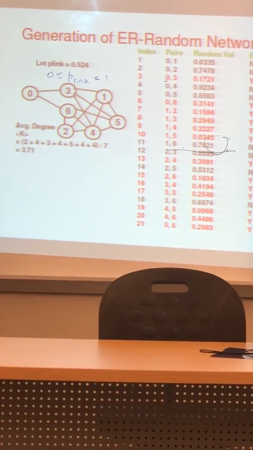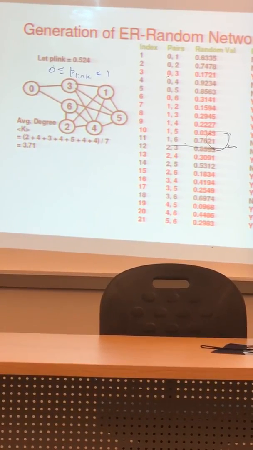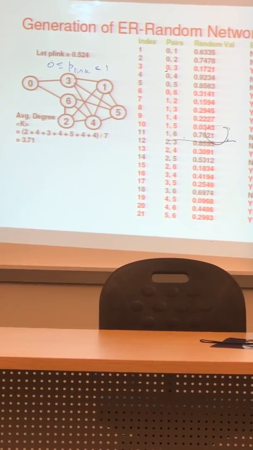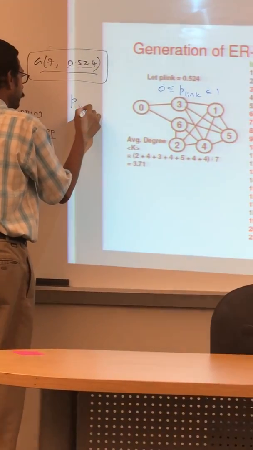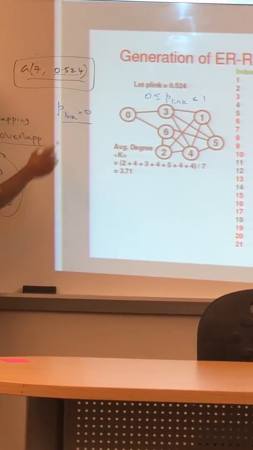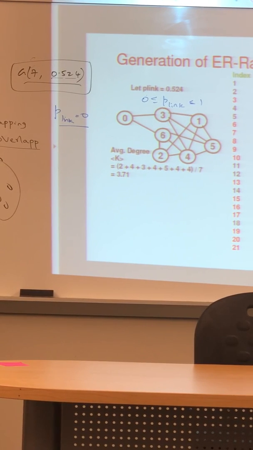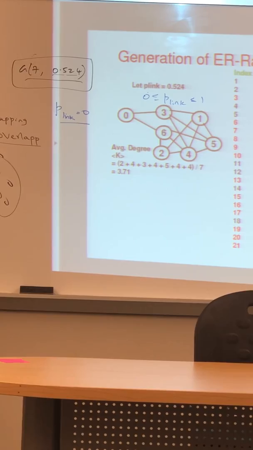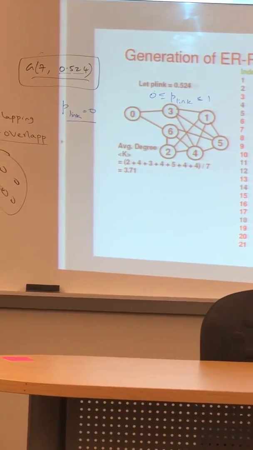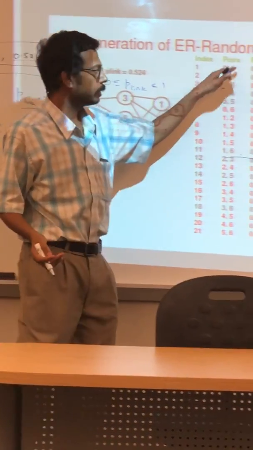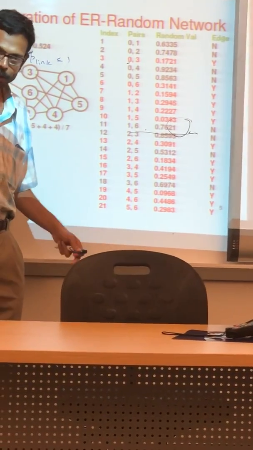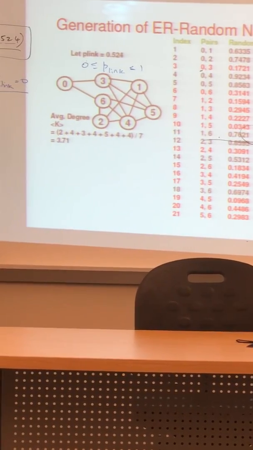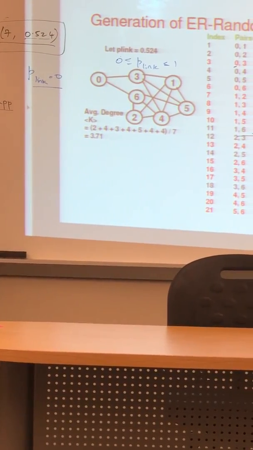The probability is always from 0 to 1. Now, what does it mean if I say P link is 0? It means the probability for an edge between any two vertices is 0. Then would there be an edge at all between any two vertices? No, right? All the random numbers that you generate would be greater than P link. So that is why if P link is 0, there is no edge between any two vertices.